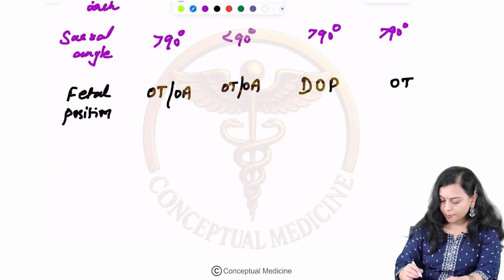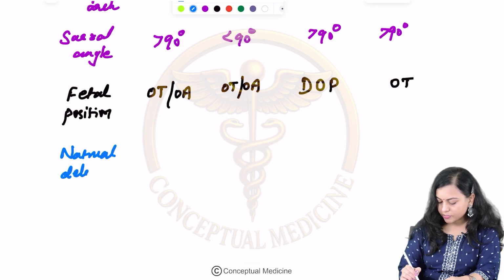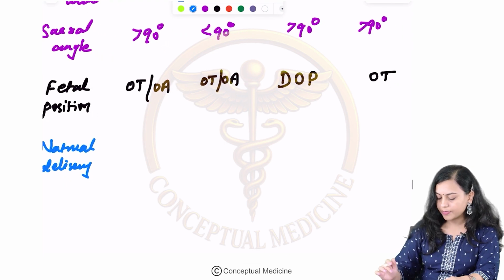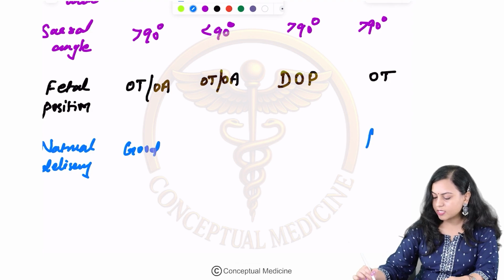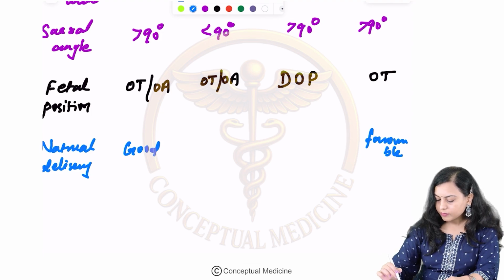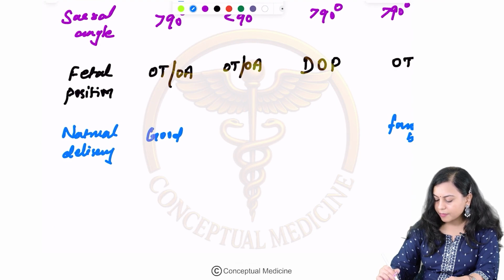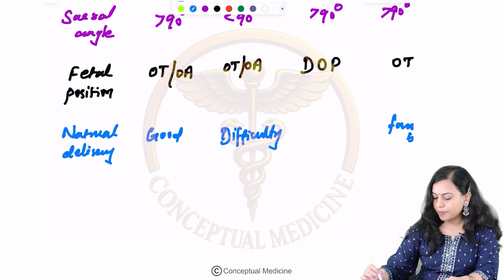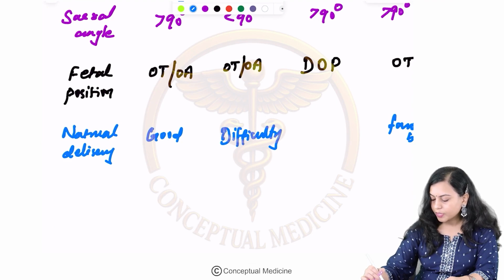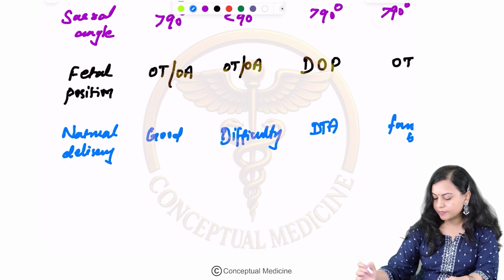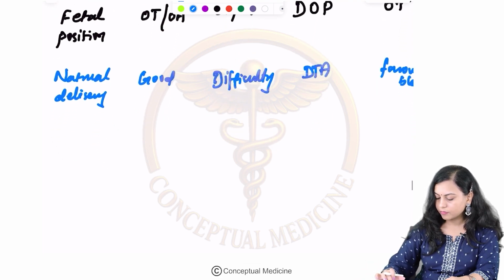If you see natural delivery, what will the prognosis be in these types of pelvis? The prognosis is good in gynecoid pelvis and somewhat favorable in platypelloid pelvis, whereas in android pelvis there is much difficulty, and in anthropoid pelvis, it will lead to deep transverse arrest. Okay.